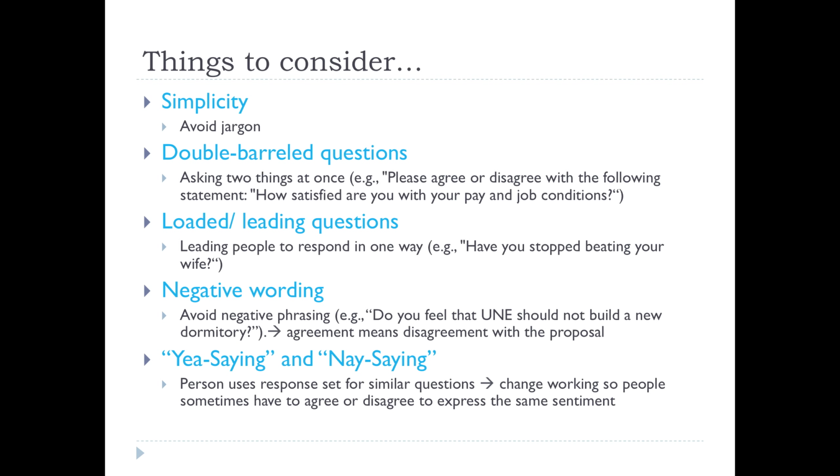Second, you should also avoid double-barreled questions, meaning questions that actually ask two separate things at the same time. So for instance, you might say something like, please agree or disagree with the following statements. How satisfied are you with your pay and job conditions? It's quite possible that you may be satisfied with your pay but not your job conditions, or vice versa. So you should either remove the less important part of the question or formulate two separate questions to get this answered.